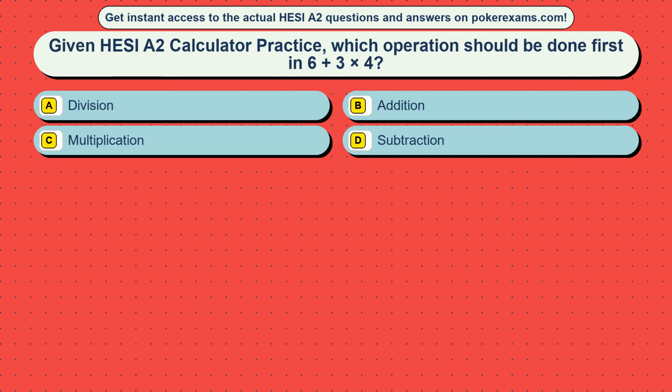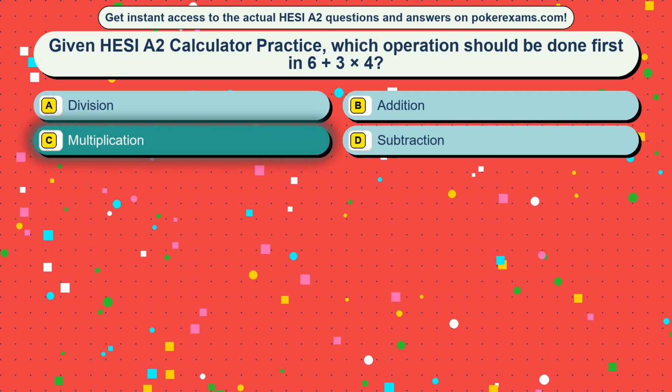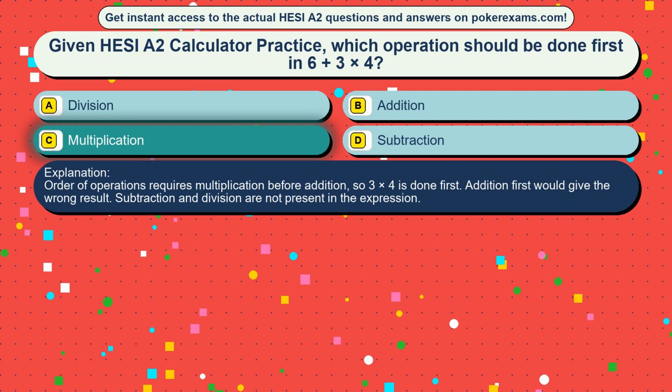Question 8. Given HESI A2 Calculator Practice, which operation should be done first in 6 + 3 × 4? Option A division, option B addition, option C multiplication, option D subtraction. The correct answer is option C, multiplication. Order of operations requires multiplication before addition, so 3 × 4 is done first. Addition first would give the wrong result. Subtraction and division are not present in the expression.